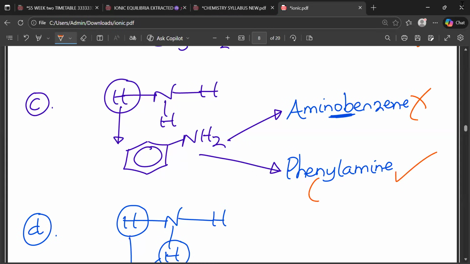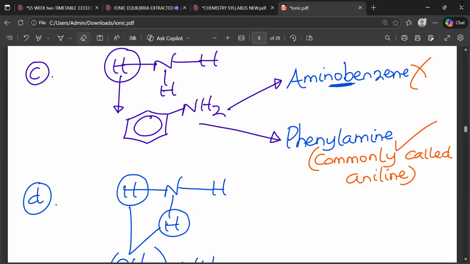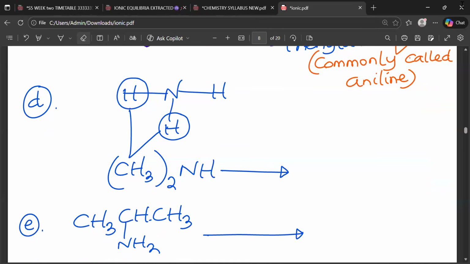Then have it in mind that it is commonly called aniline. Aniline, commonly called aniline. So when they use aniline, that's the common word for aminobenzene, properly called phenylamine.